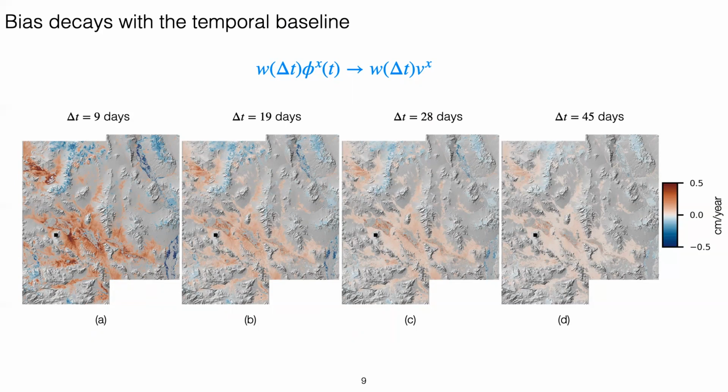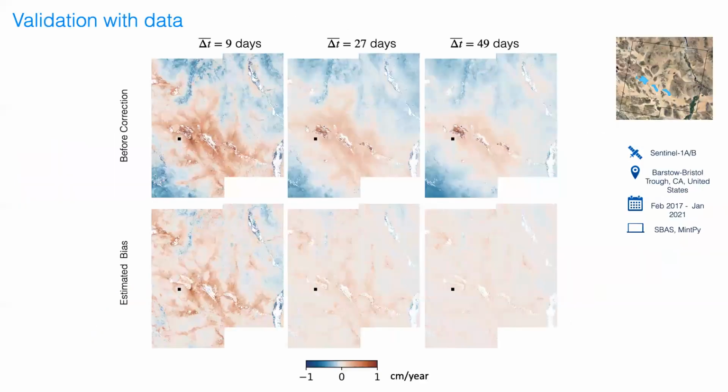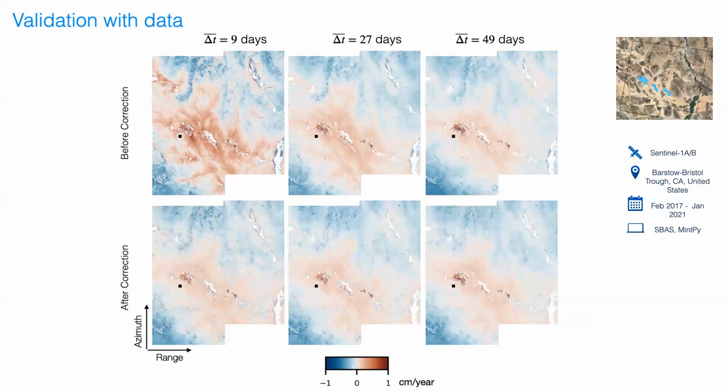In this case, the bias velocities are negligible when the average temporal baseline reaches 45 days. And with that, we can compute and estimate bias in each of the time series. The bottom figures are the estimated bias. And after removing them, the corrected velocity maps are now consistent with each other.